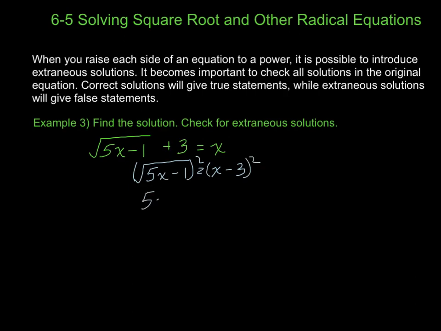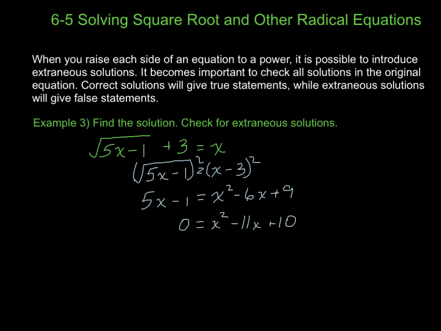And we'll get 5x minus 1 equals x squared minus 6x plus 9. Now, this is like when we did systems earlier and we had the intersection of a linear and a quadratic system. We need to get everything to one side and set it equal to 0. So we'll get 0 equals x squared minus 11x, and then plus 1, so plus 10. And now we can factor and simplify.